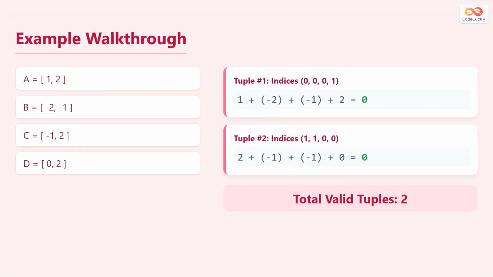Let's look at a concrete example. Suppose we have these 4 small arrays. We can form a tuple by picking the first element from each array. For instance, 1 minus 2 minus 1 plus 2 equals 0. That's one valid tuple. Another combination also sums to 0. In this case, the answer is 2 because there are 2 distinct combinations of indices that satisfy the condition.